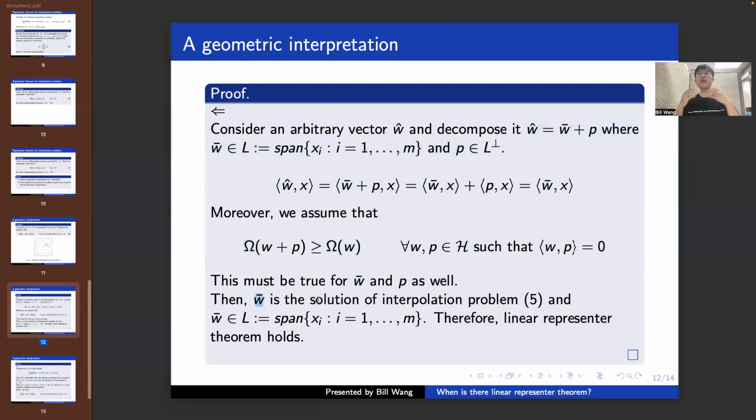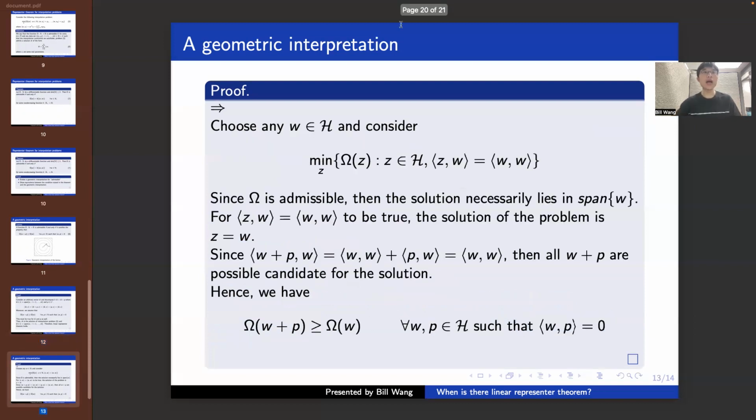So whenever we have an arbitrary vector W hat, we know that the component of W hat that is in the vector space spanned by the input data necessarily has a smaller objective function value. So W bar is necessarily the solution for the interpolation problem that we are talking about. And also W bar is within the span of the input data. So the linear representer theorem holds, because this is essentially saying the linear representer theorem. So now we have established that when this condition is true, then the linear representer theorem holds. Now we want to show the opposite, which is when the linear representer theorem holds, then this condition is necessarily true. So here we go.